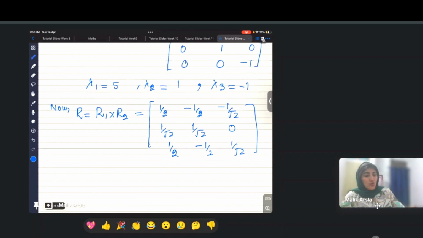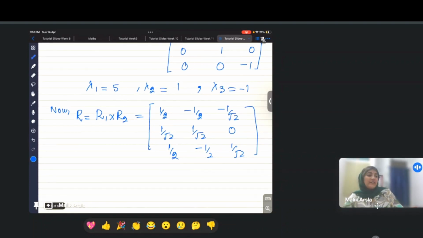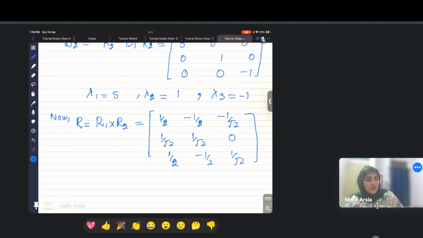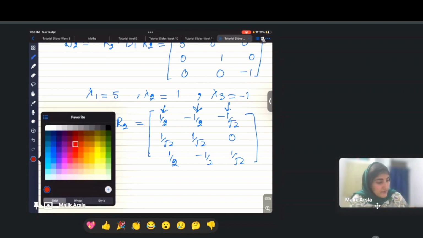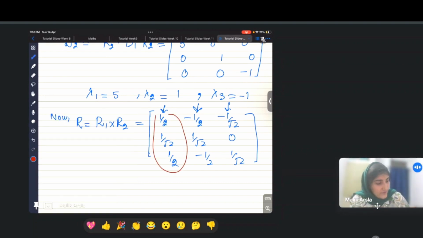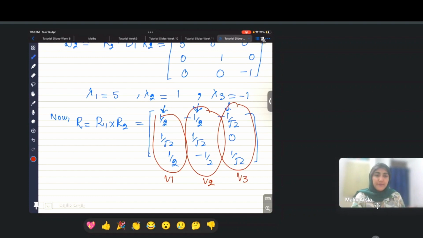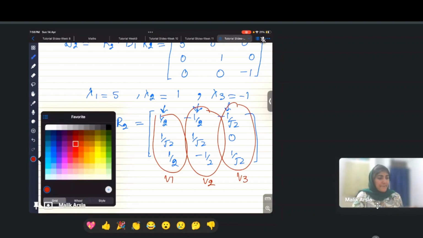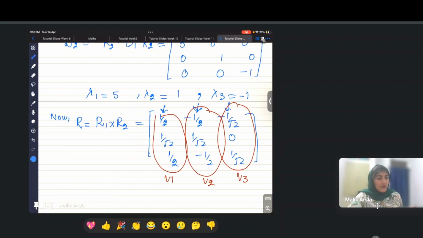So now these are the corresponding eigenvectors. For lambda equal to 5, the eigenvector is this. For lambda equal to 2, the eigenvector is this, and for lambda equal to 3, the eigenvector is this column. Understood? So this is basically V1, this is V2, and this is V3. So noted till here.